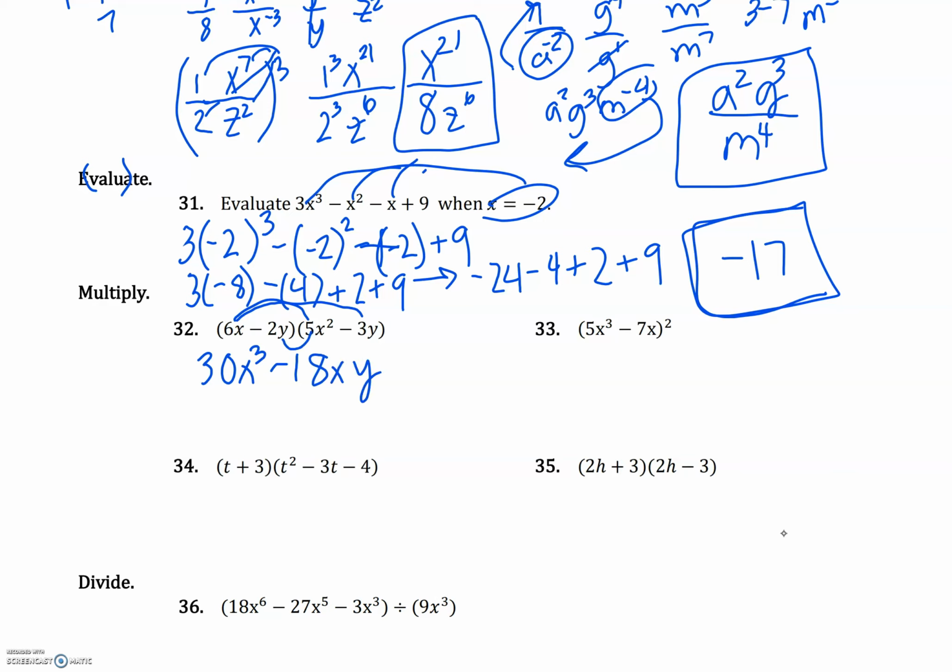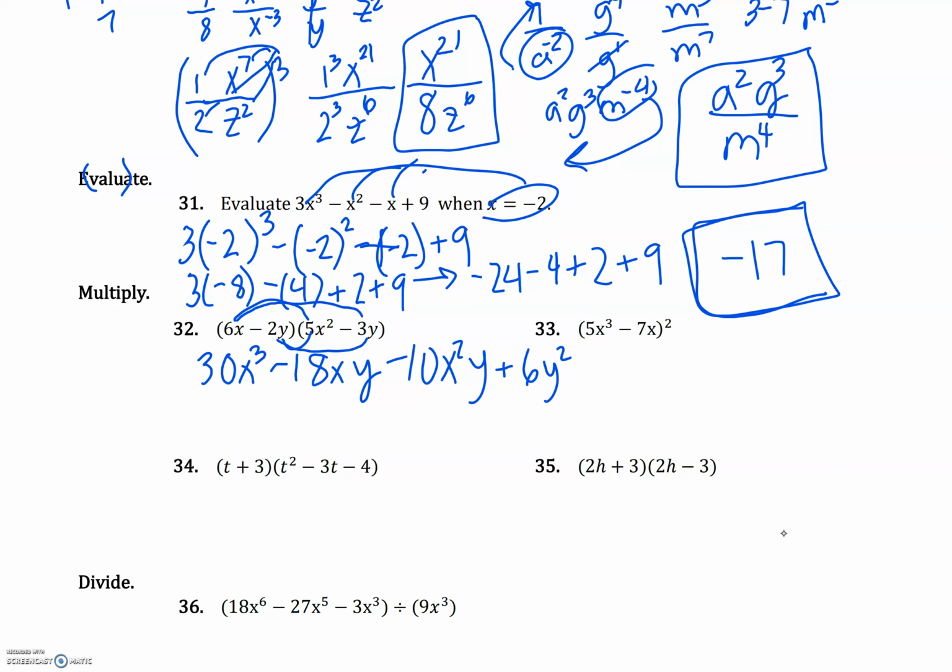My middle two terms, negative 2y times 5x squared, is negative 10x squared y. You can write that in any order you want. And last, I have negative 2 times negative 3, which is positive 6. Y times y is y squared. Now in this one I don't have any like terms, so that's just done the way that it is. You can rearrange it in any way you want.